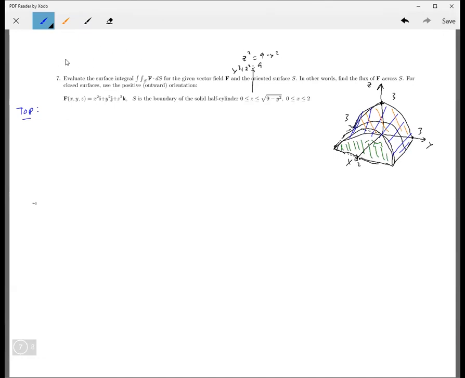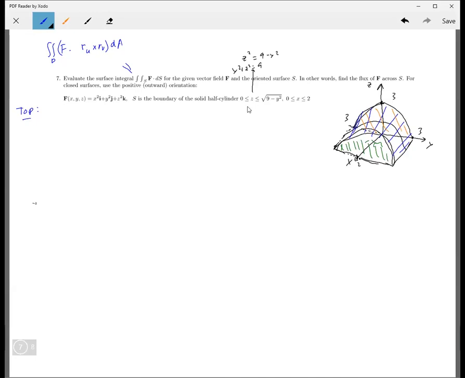The second to the last formula is this one right here, where you've got the cross product in there. Okay, F dot (R_u cross R_v) dA. Okay, so let me show you how that would work.